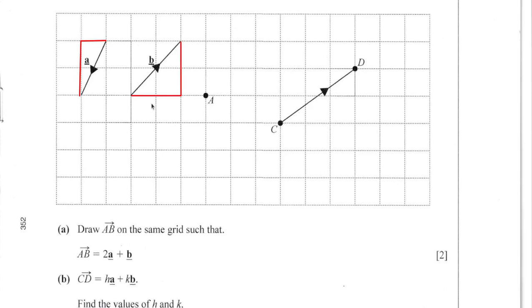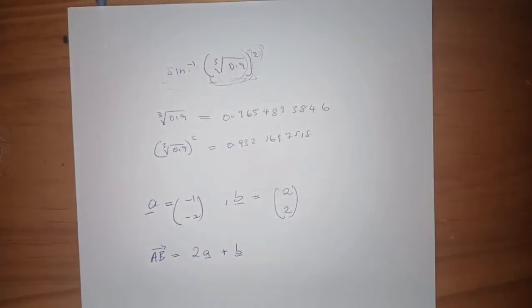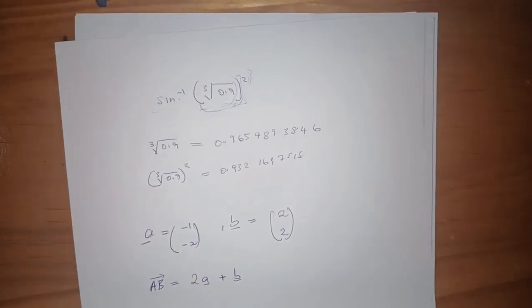Now let's try to find the solution for this one. We are having 2A plus B. Now having that 2A plus B, let's try to simplify.